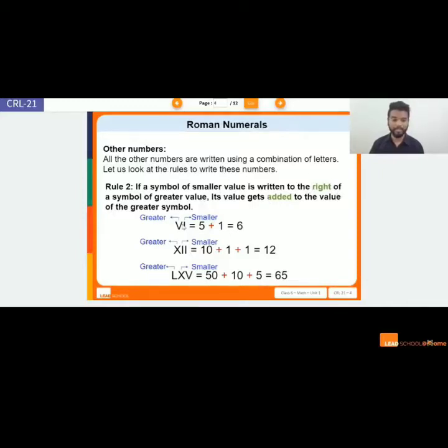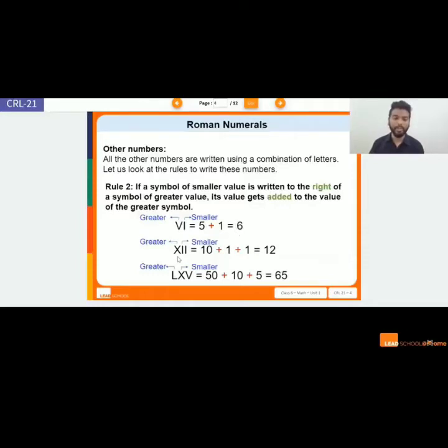Let us see some examples. I have one which is smaller compared to my greater symbol, but what will I do? I will add these two, right? What is the value of V? It's 5. The value of I is 1. 5 plus 1 is 6. Correct? Let's look at this example.